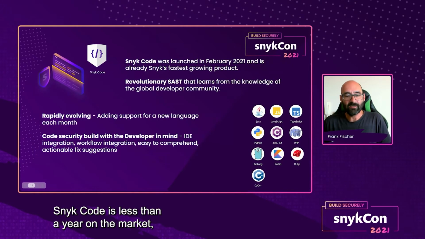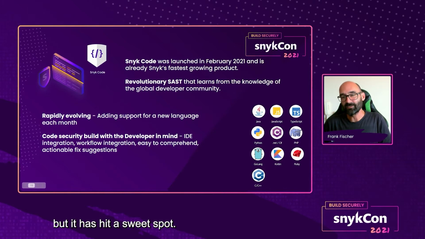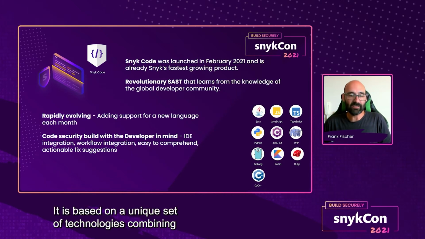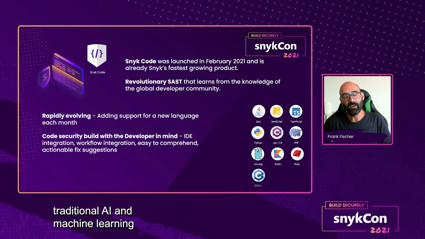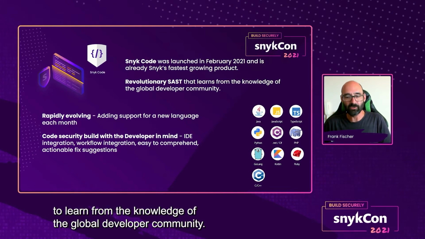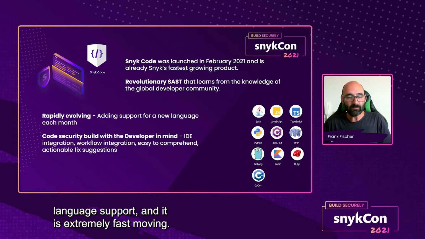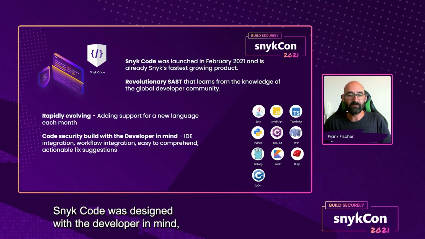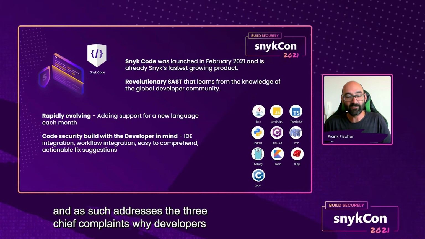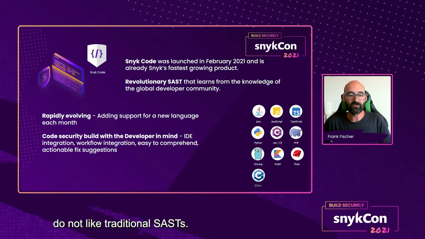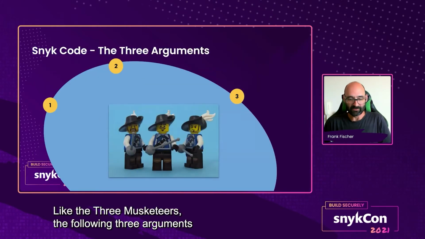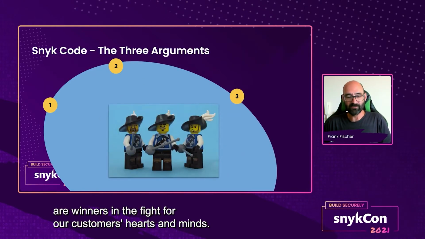Snyk Code is less than a year on the market, but it has hit a sweet spot. It is based on a unique set of technologies combining traditional AI and machine learning to learn from the knowledge of the global developer community. By this, it is able to exponentially grow language support, and it is extremely fast moving. Snyk Code was designed with the developer in mind, and as such addresses the 3 chief complaints why developers don't like traditional SASTs. Like the 3 musketeers, the following 3 arguments are winners in the fight for our customers' hearts and minds.